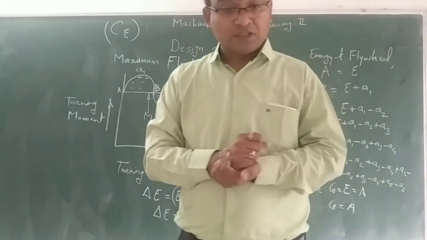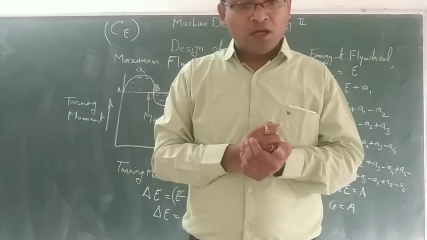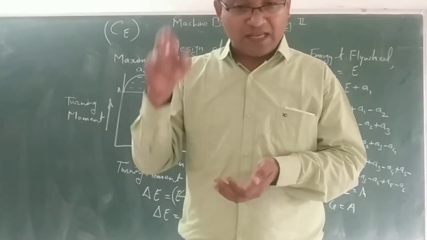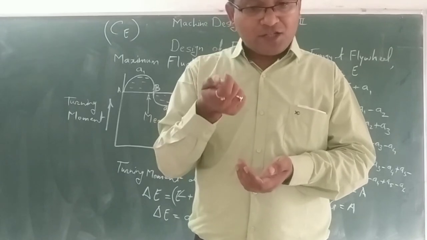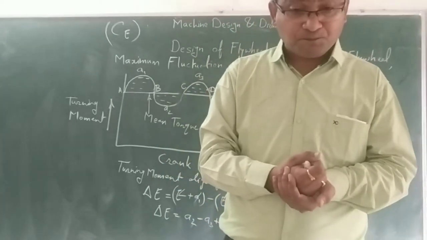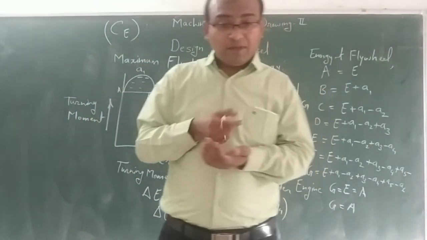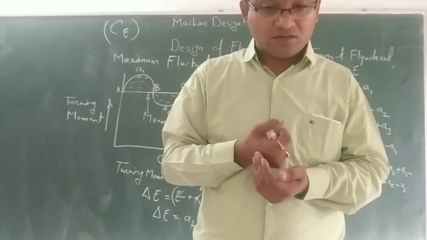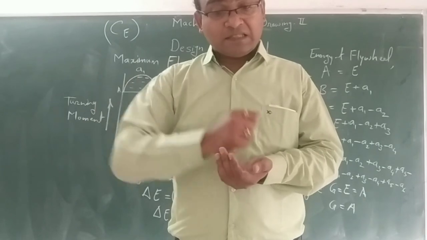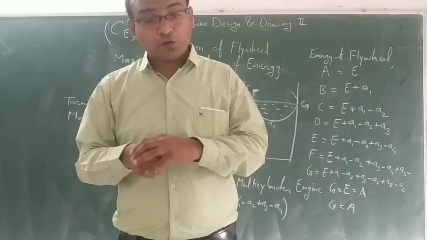T mean into theta. Where T mean is your mean torque, and theta is your angle turned in radian per revolution. It may be your 2 pi, it may be your 4 pi. Suppose you can be given 2 pi: 2 pi in case of steam engine and 2 stroke IC engine, and your 4 pi in case of 4 stroke IC engine.